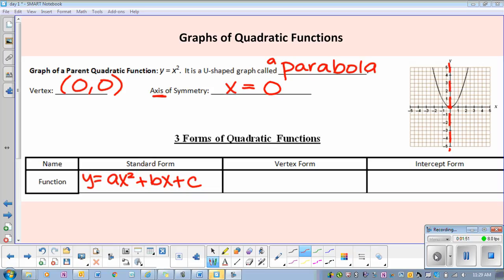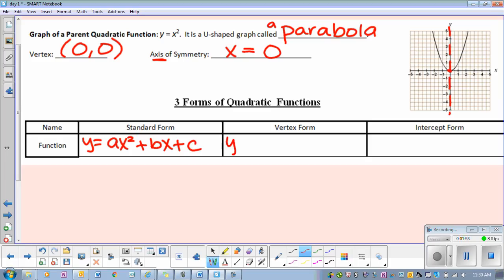Then you have the vertex form: y equals a times, in parentheses, x minus h squared, plus k. This form helps us get the vertex. We like the vertex form for talking about transformations, and for getting our vertex, opposite h, comma k.